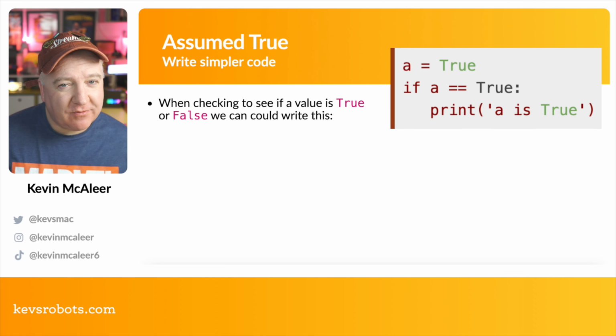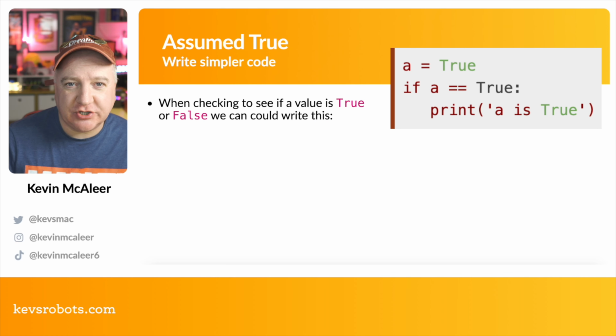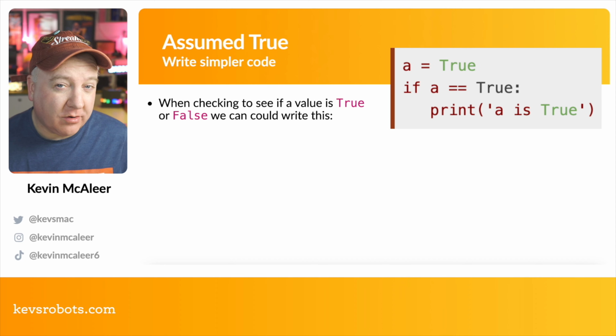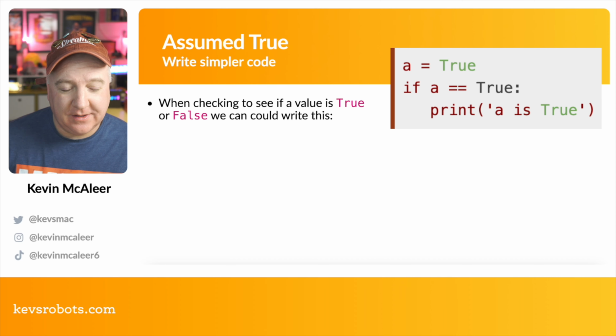So there's an easier way to write some of our code. So when we're checking a condition, we could say, and these are for true or false statements. So if we say A is true, notice it has a capital T as well on there. So if A is true, we can say print A is true.